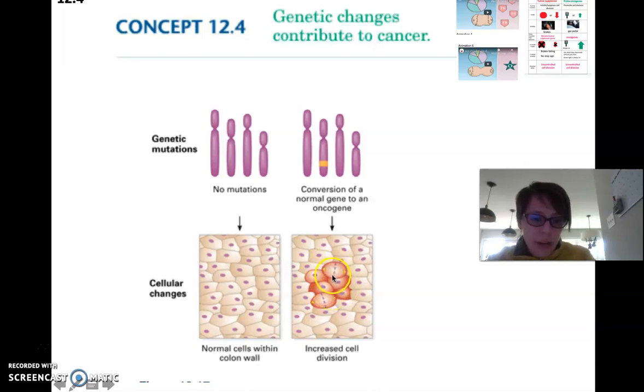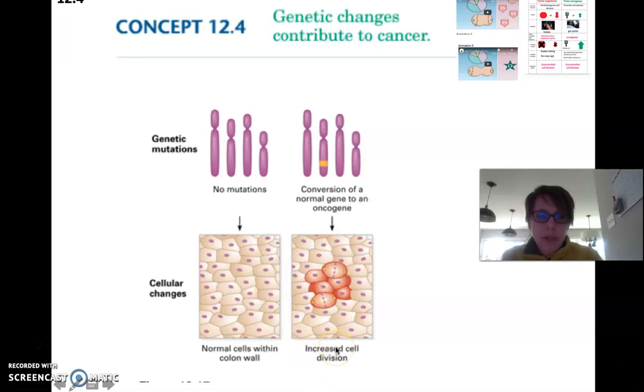You can tell they're dividing because of the way the DNA looks. In this cell right here, the DNA is in chromatin form. And this cell happens to be in mitosis, and its chromosomes are lined up in the middle. So when you look at cells under a microscope, you can tell that they're cancerous or precancerous if there's a large number of them in mitosis. So here we have increased cell division.